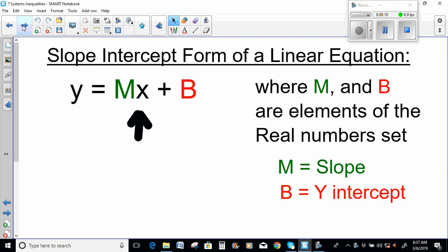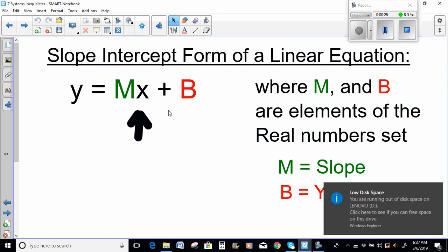Today's goal is students will be able to solve a system of inequalities by graphing. So recall that the slope-intercept form of a linear equation is y equals mx plus b, where m and b are elements of the real number set, or in other words, they're just going to be some number for m and b. And we know that m is the slope, and we know b is the y-intercept.